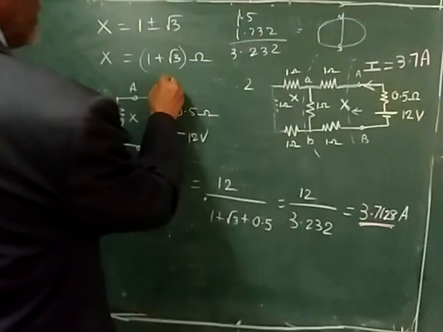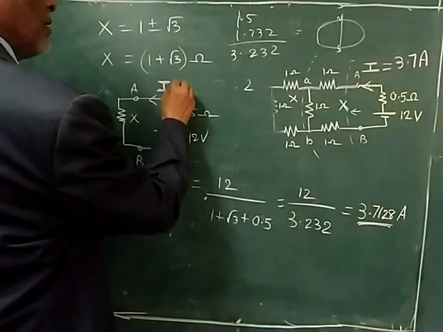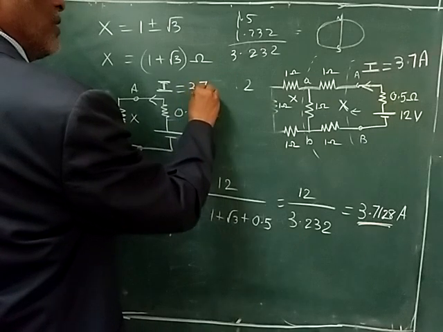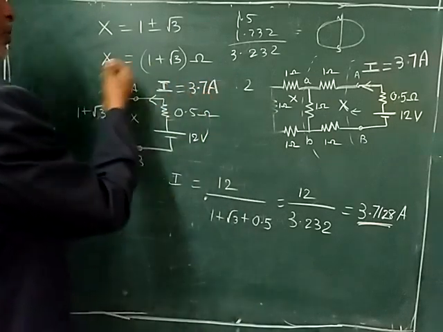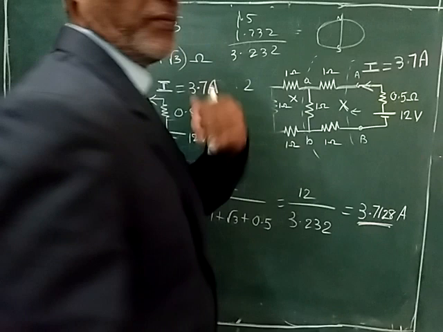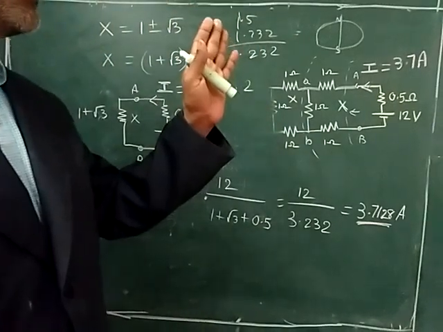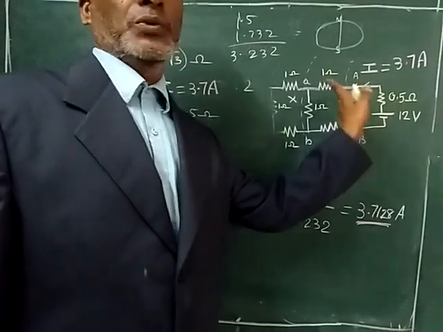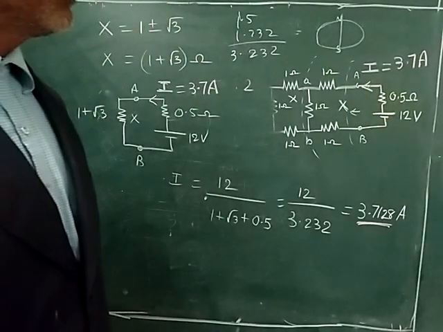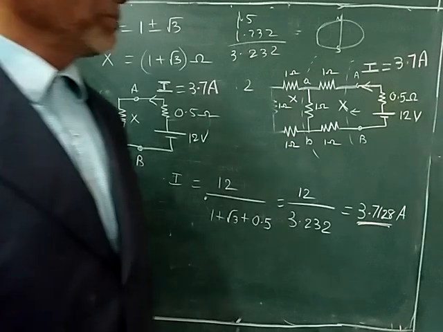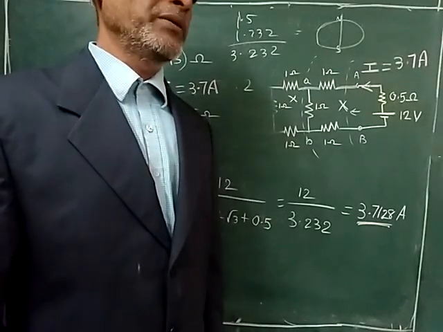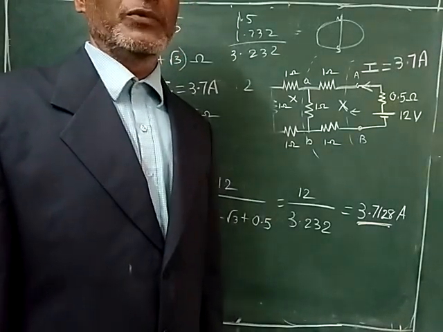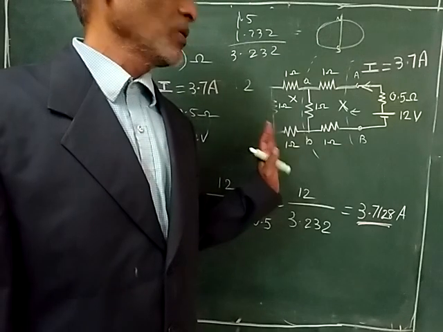So here again the current is 3.7 ampere. This is the equivalent circuit for the entire network, the infinite network. So this is the current coming out of this voltage source. So that's all about this problem in chapter 3. It is a tricky problem. You have to view it in the right direction for solving this problem.